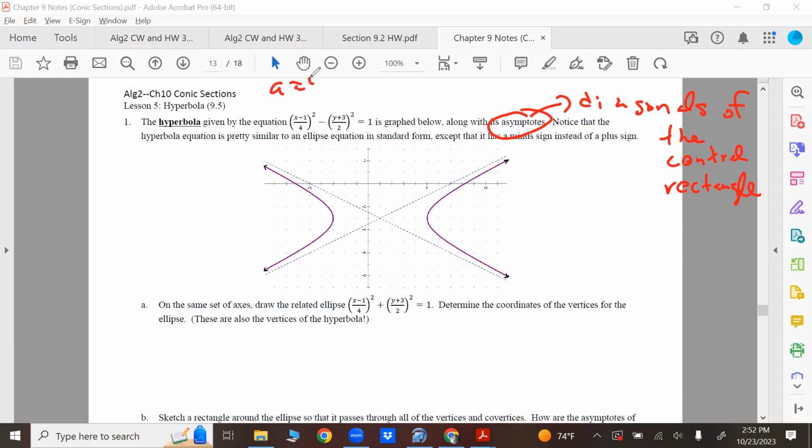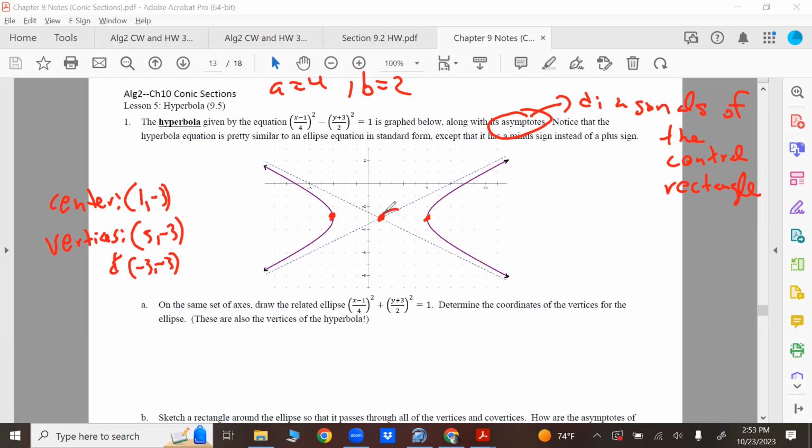So a is 4 here, and b is 2. Do you guys see why a is 4 and b is 2 from the equation? Yeah, exactly right. So the center's right here. The center's easy. That's going to be at what? (1, -3), right? So then you go to (5, -3) and (-3, -3). So those are your vertices: (5, -3) and (-3, -3). So that's 4.